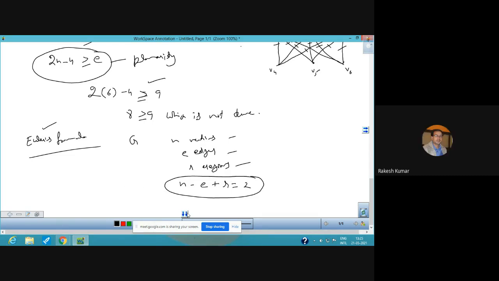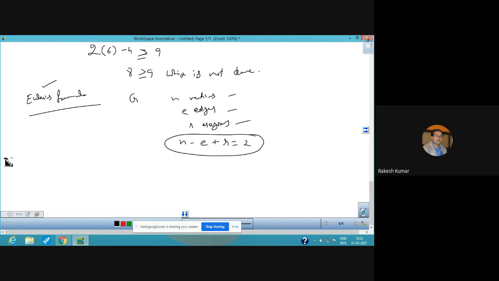Now we shall prove this result. This is a very important result. We shall prove it by the principle of mathematical induction on E. Induction on E will be applied. E is the number of edges in the graph.